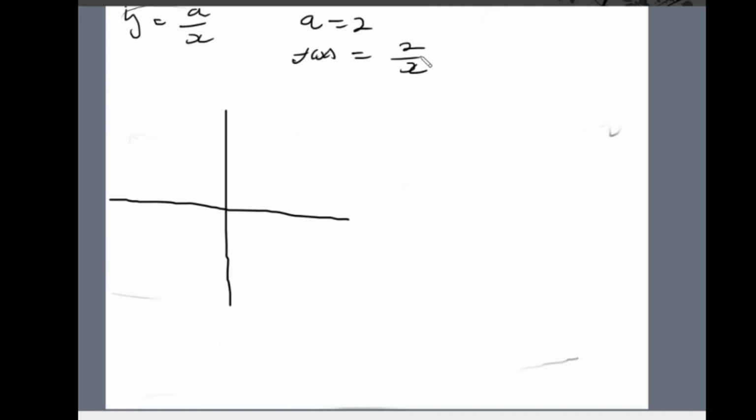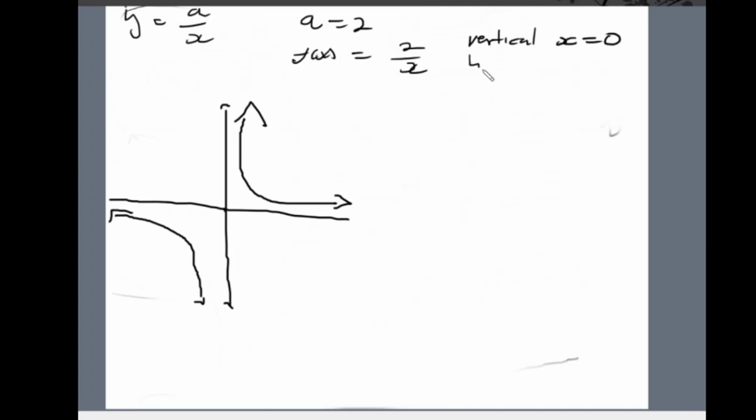We know a is positive, so our graph will lie in the first quadrant and the third quadrant, right? So it is the standard function. The vertical line is the line x equals 0, so that is our vertical asymptote. So the vertical asymptote is the line x equals 0, and the horizontal asymptote is the line y equals 0, right? So this vertical line is the line x equals 0.